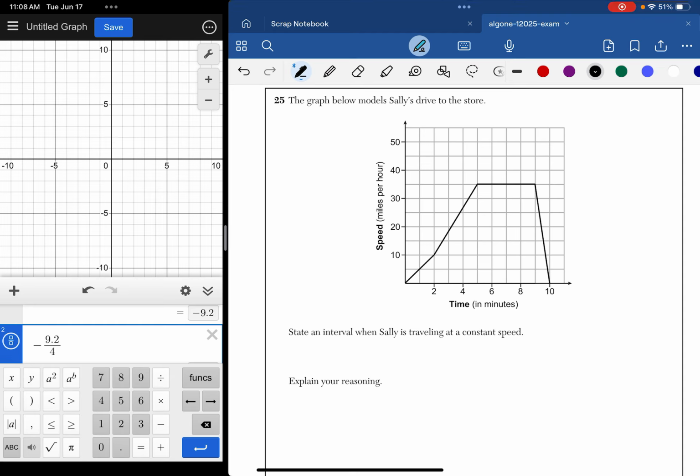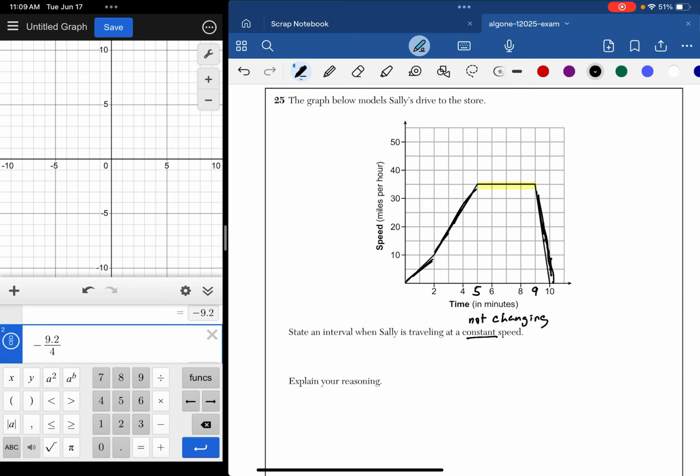All right, constant means not changing. So for this part, it's increasing the speed. All right, same deal here. Then over here, it's decreasing and getting slower and slower. It's only at this plateau here that we have a constant speed, depending on the passage of time. So she's going 35 miles per hour from, what is that, 5 to 9.